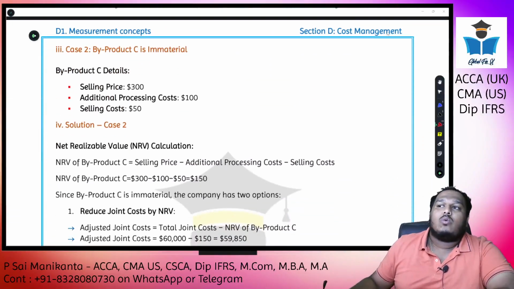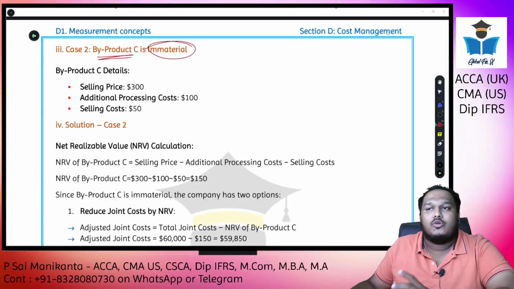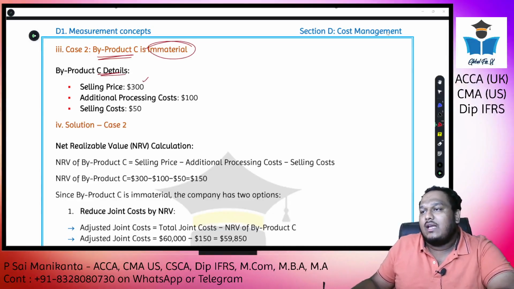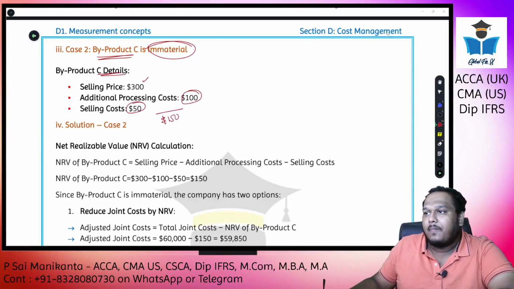Next, sir, what if this byproduct C is immaterial? What if it is not so material? What should we do then? Okay, so you got what? Okay, other details are given. Selling price 300, additional processing costs are 100, and selling costs are 50. 300 minus 150. 150 is your NRV. So in this case, what should we do?